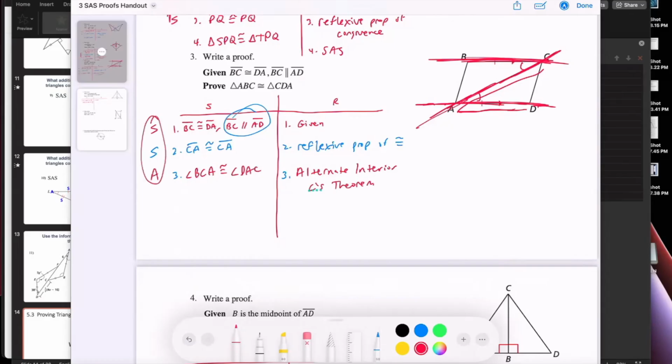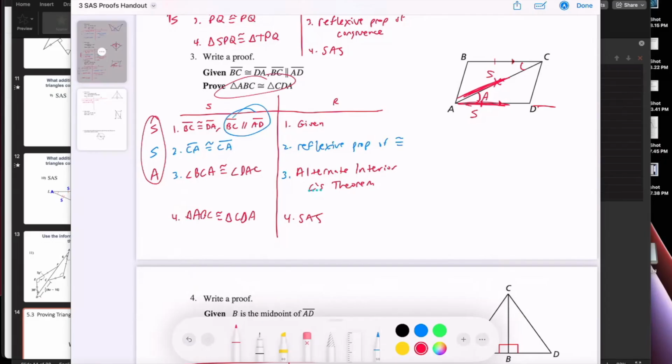I know it's not in the order we want here because we did the reflexive first, but if I look at my diagram, if I mark this shared side, you see this bottom one and the reflexive one, this is the included angle. We do have side angle side here. So we do have enough to state our triangle ABC is congruent to triangle CDA. Just copying this down. So that'll be side angle side.